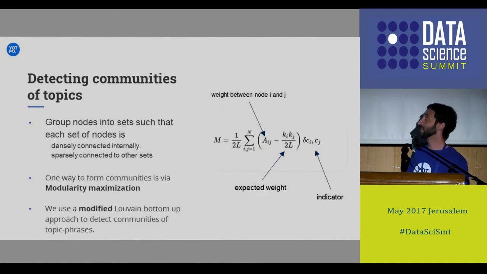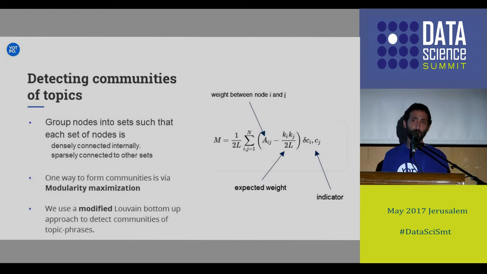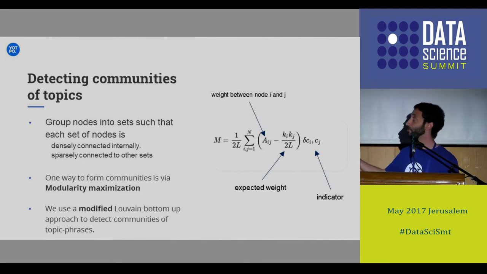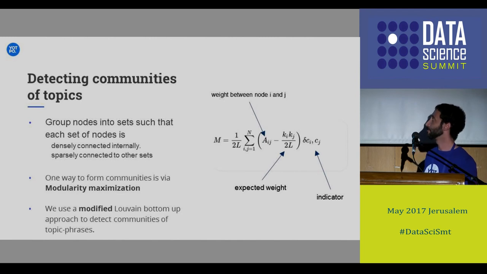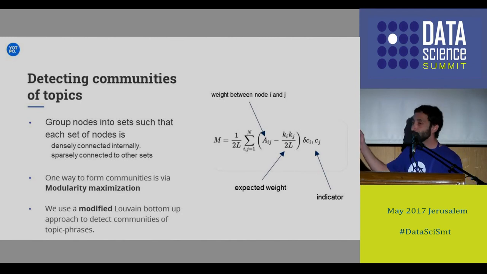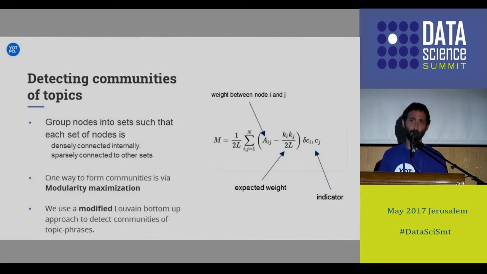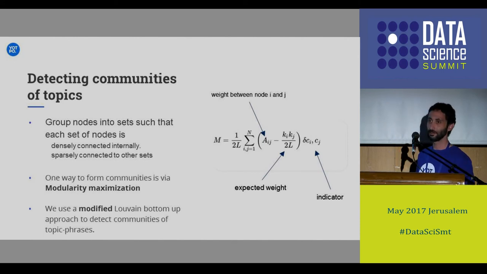So what is community detection? It's taking a graph of nodes and partitioning it into groups or sets. They can overlap in general, where each group is densely connected within itself and loosely connected to other groups in the graph. Then there are a few ways to find such communities. One of the ways is by looking at the modularity score. Let's go over it briefly.